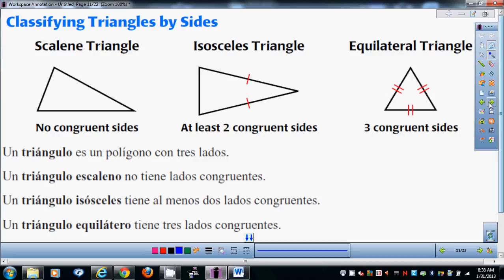Scalene, none of the same. Isosceles, 2 are the same. Equilateral, they're all the same. Now, that's by their sides. We can also classify them by their angles, which is the next slide.